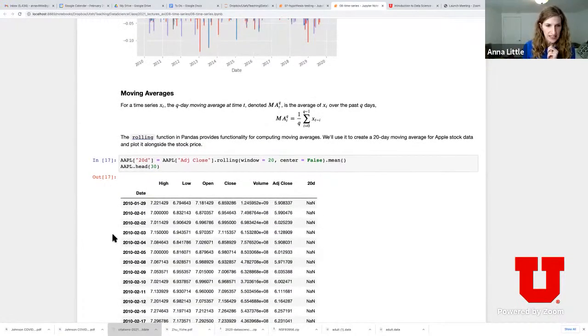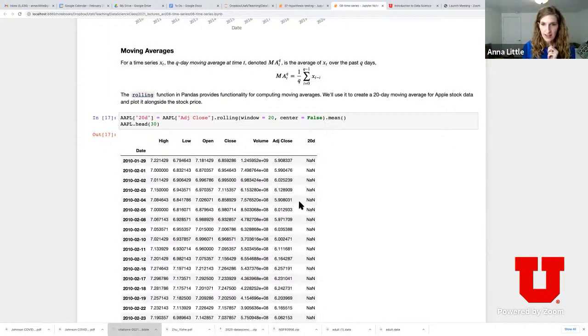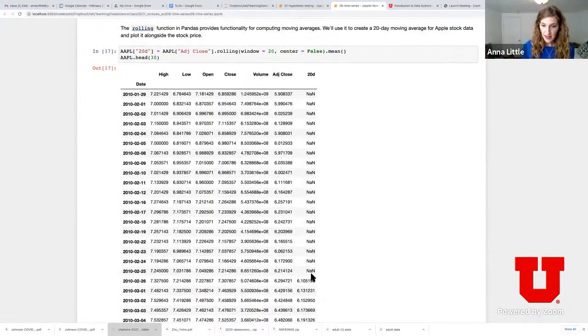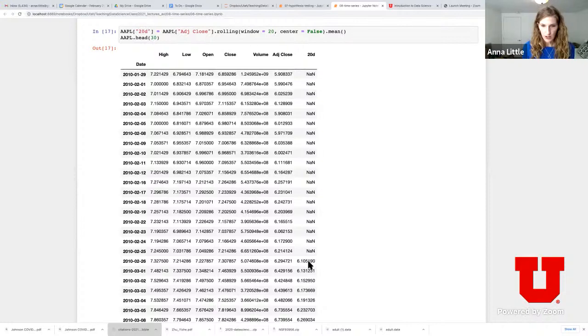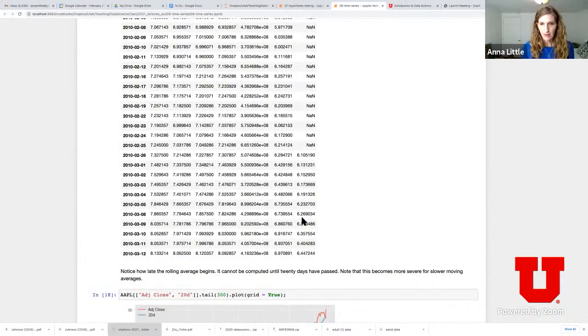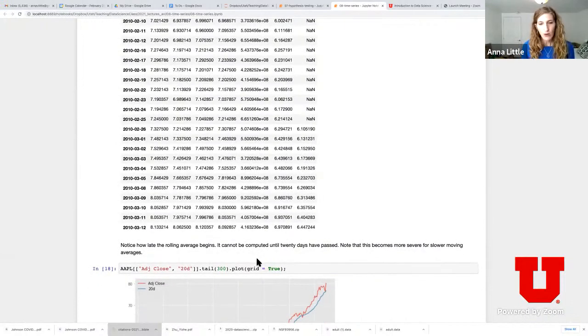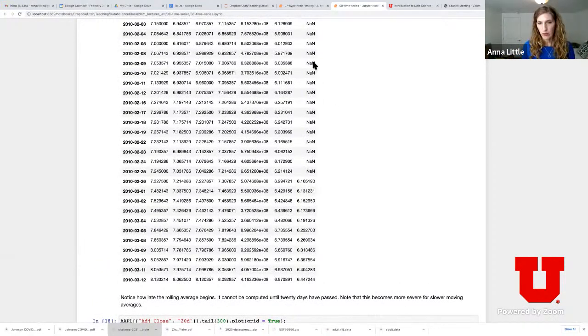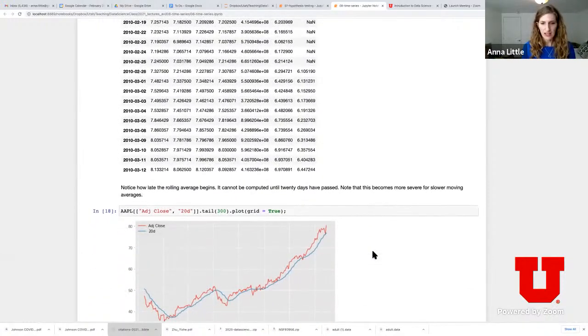Now we've got this extra column, which gives us our 20-day rolling average. That's not possible to do for the first 20 days because you don't have 20 days worth of data to compute it with. So our first value starts here, which is the 21st row, and then we have values for the rest of the data. Of course, the bigger the window you choose, the more data you won't be able to compute at the beginning. So just one thing to keep in mind.